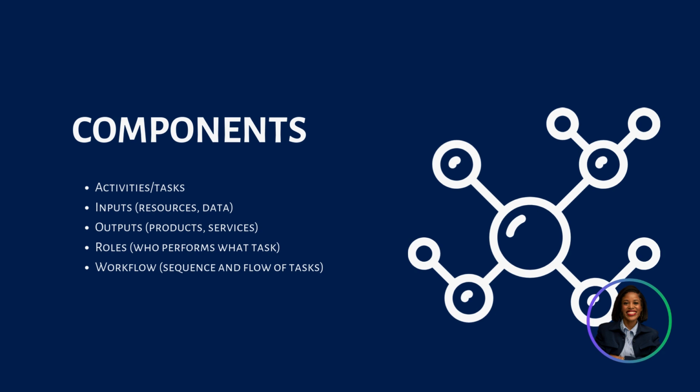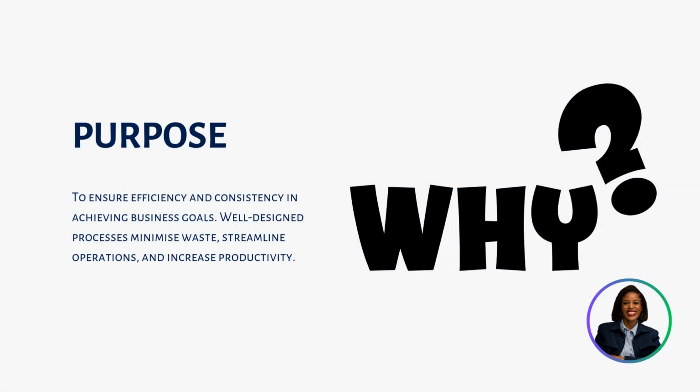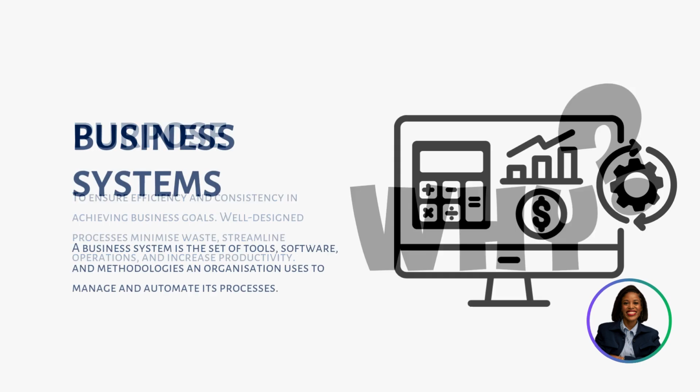Components of a business process are activities and tasks, such as I mentioned in the definition of a business process, inputs like resources or data, which is very important, outputs like products or services, and roles, who is performing what task. Workflows are essentially the sequence and flow of tasks. Now, the purpose of a business process is to ensure efficiency and consistency in achieving business goals. Well-designed processes minimize waste, streamline operations, and increase productivity.